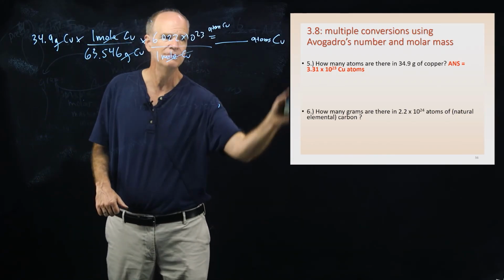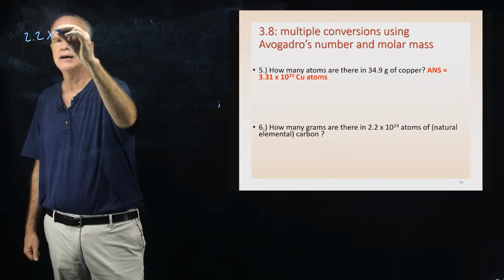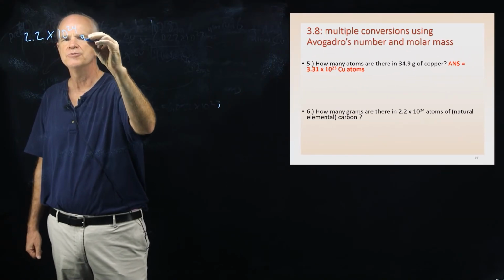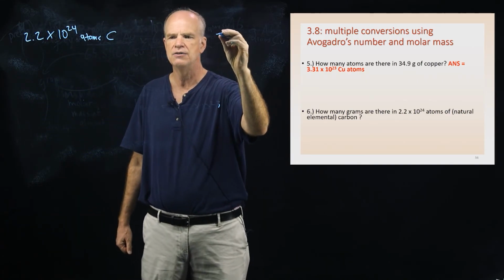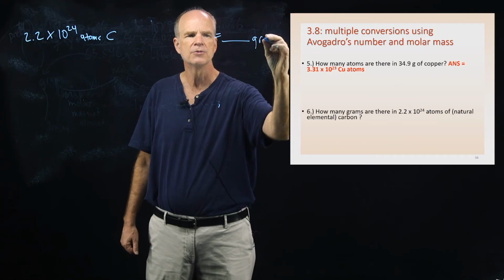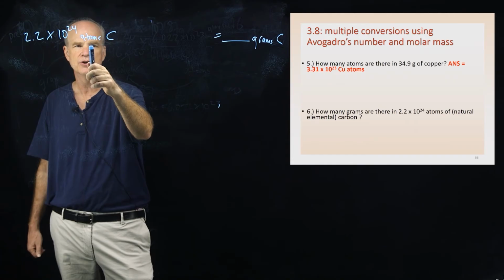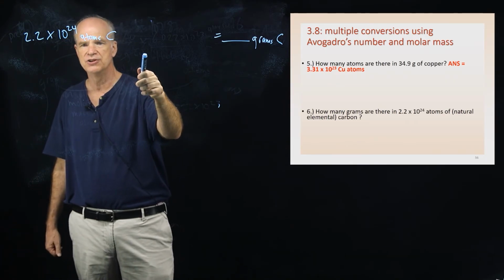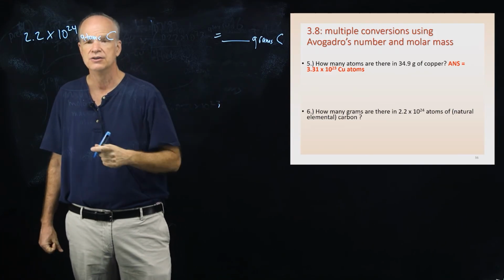Okay, so we're going to move on. Okay, so how many grams are there in 2.2 times 10 to the 24 atoms of carbon? So we have 2.2 times 10 to the 24 atoms of carbon, and we're trying to get this now into grams of carbon. So this is kind of a similar problem, except you're working backwards. So this time you convert atoms of carbon to moles of carbon using Avogadro's number, and then moles of carbon to grams of carbon using the molar mass.